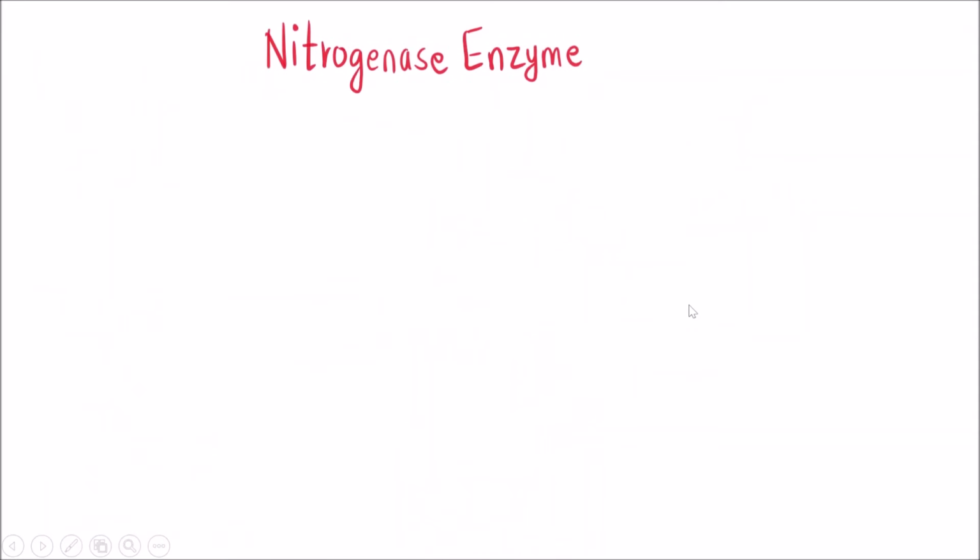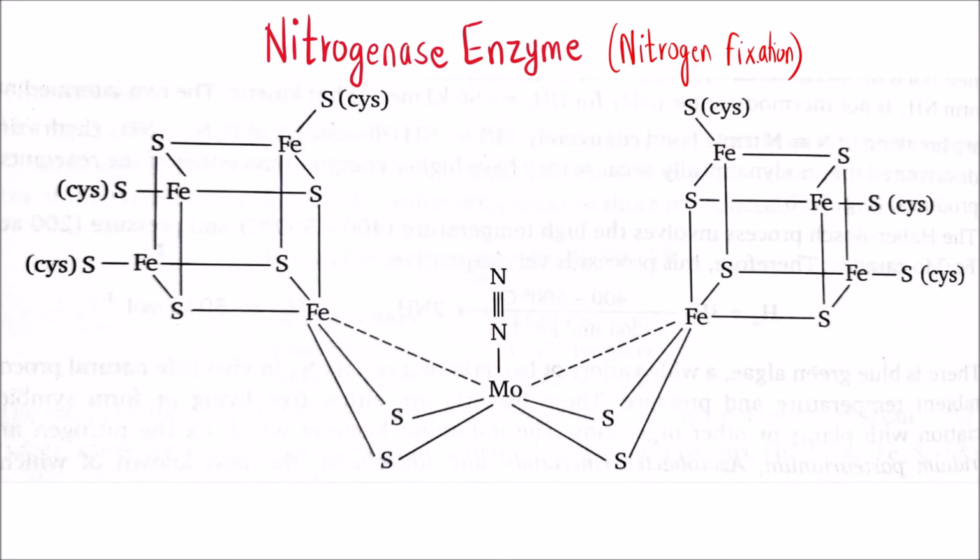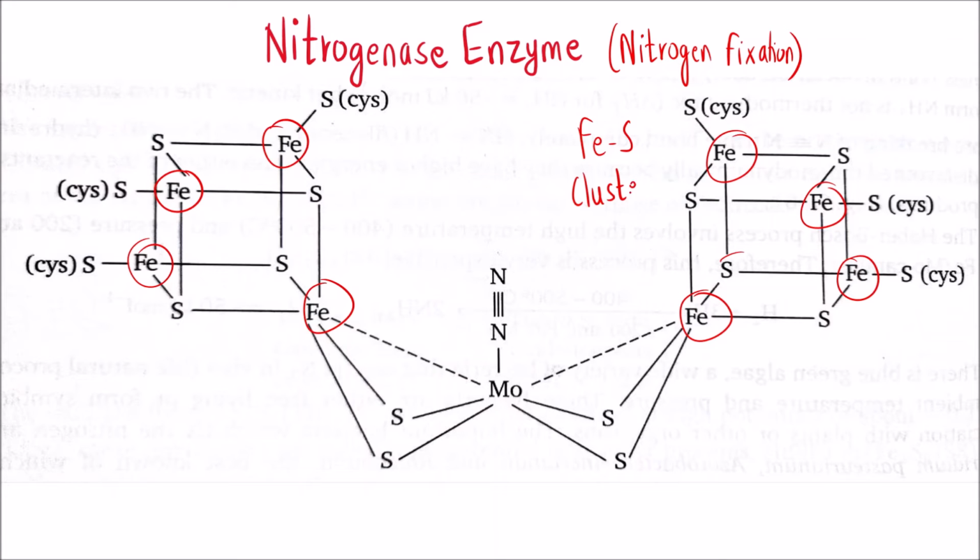Let us also see the structure of other compounds. Nitrogenase enzyme. This is an enzyme involved in nitrogen fixation. Let us see the structure. This is a nitrogenase enzyme. In this, which are the metals? Iron is a metal. So let us first mark all the metal atoms. So all the iron, you can see it is attached to sulfur. So that is why this is also called as iron sulfur cluster. It is a type of iron cluster, iron sulfur cluster.